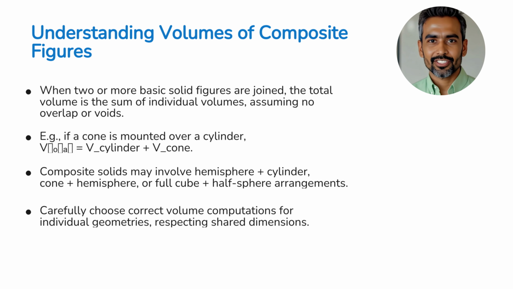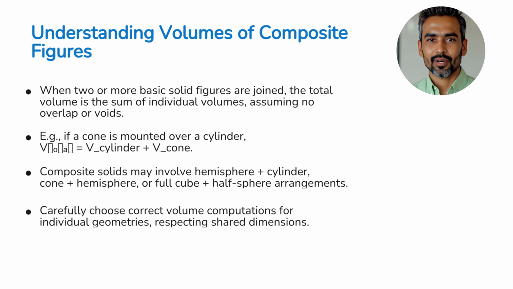When two or more simple solids join together, like a cone mounted over a cylinder, the total volume is simply the sum of each volume, as long as they don't overlap or leave gaps in between. For example, if we have a cone sitting on a cylinder, then the total volume equals the volume of the cylinder plus the volume of the cone. In math terms, you'd say V total equals V cylinder plus V cone.